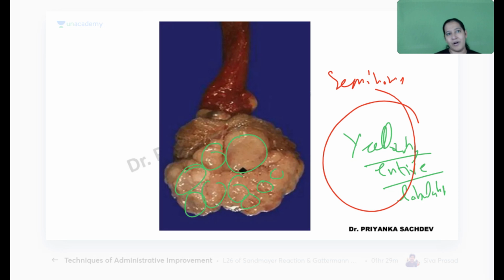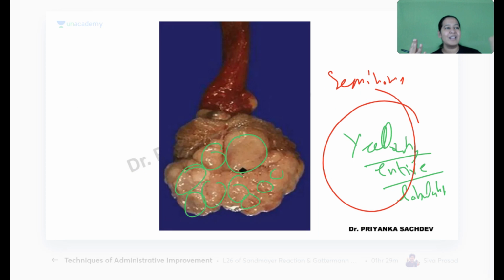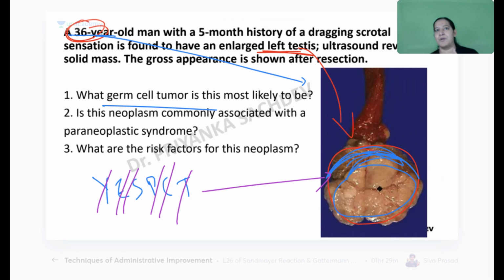It is a spotter. Come on. If you can't recognize seminoma, then what will you recognize? It is a seminoma. It is a spotter. You have to identify it. Looking at the gross, oh, it is a testis. It is seminoma. It has multiple lobules. It is yellowish. It is homogeneous. It has to be seminoma. Without reading the question, you should tell the answer. It is seminoma. Okay, if you can't identify it, you have clues in the question.